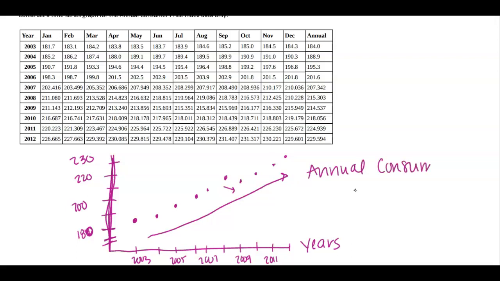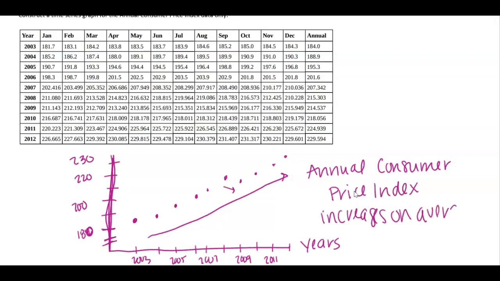annual consumer price index increases on average each year. Okay, so even though, yes, I do have that one decrease in my data, on average over time, over this 10-year period, I see that this price index is increasing over that time, that decade.